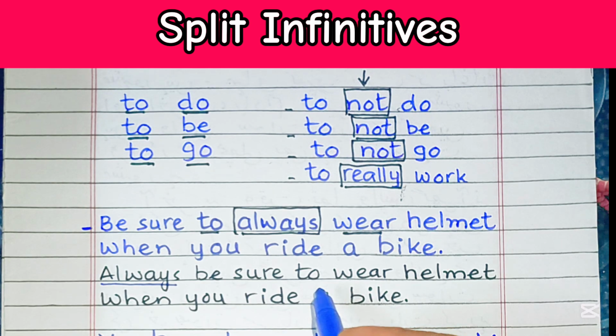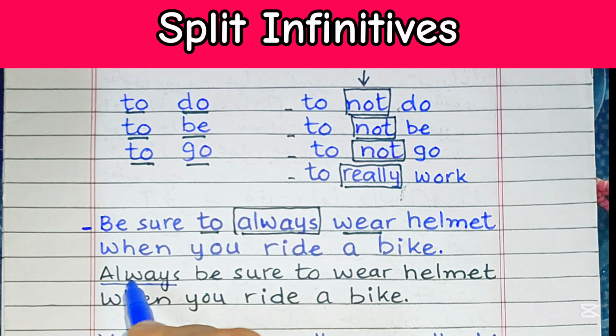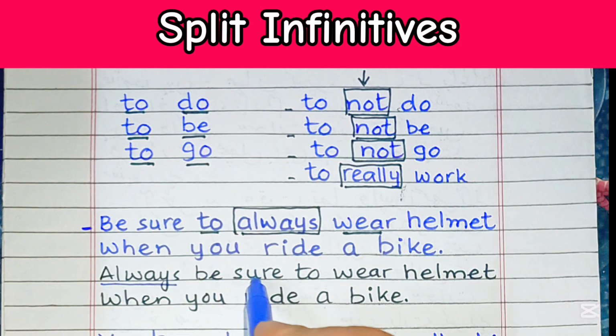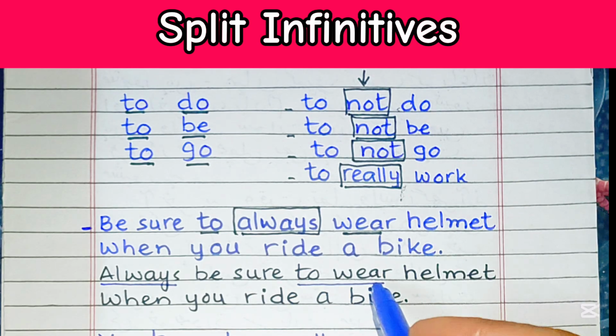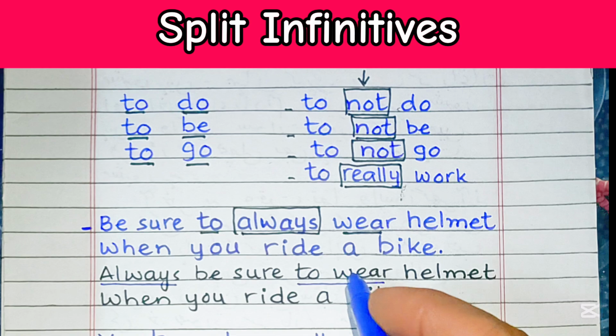This way we can avoid the split infinitive. Just put always at the beginning. Put the word always right here in the beginning. Always be sure to wear helmet when you ride a bike. Now the infinitive to wear is unsplit. It is no more in split form.